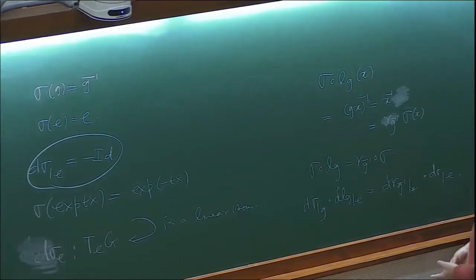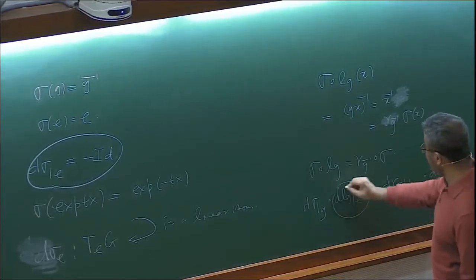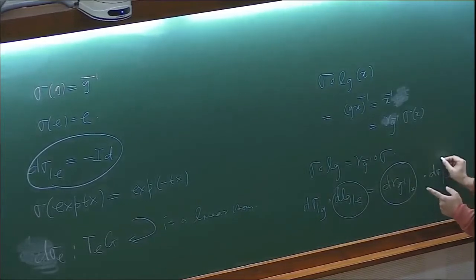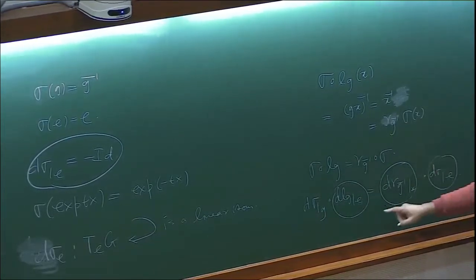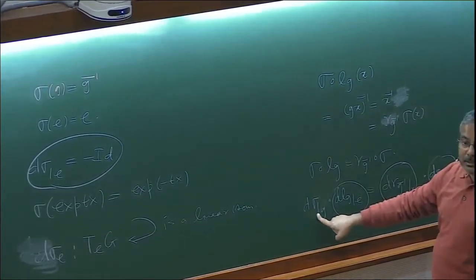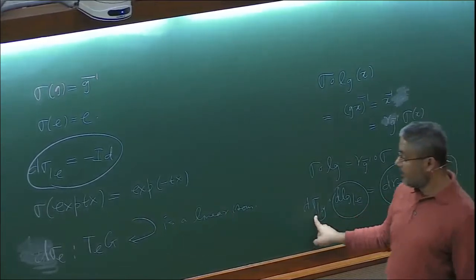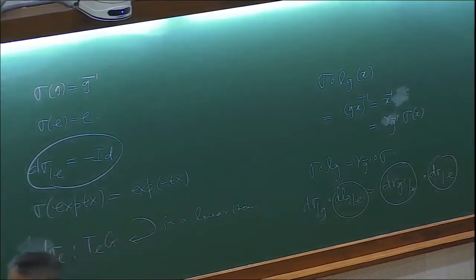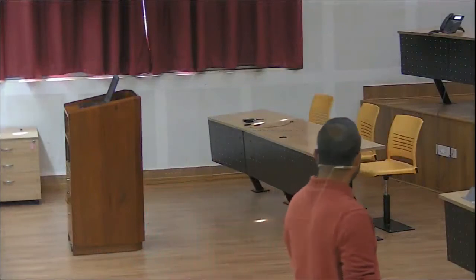I know this is a linear isometry, and just now seen that this is a linear isometry. So this becomes a linear isometry. So this says that sigma G is an isometry. Okay? And this proves the fact that any compact Lie group is a symmetric space.